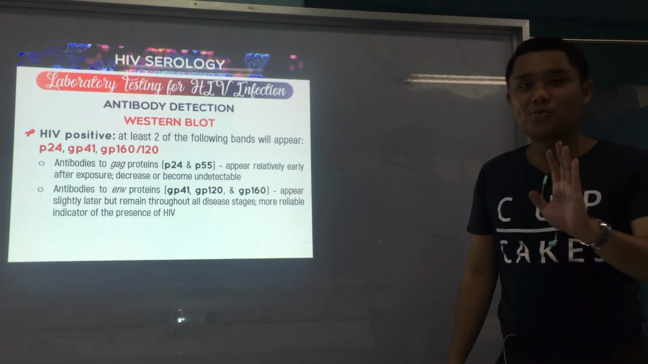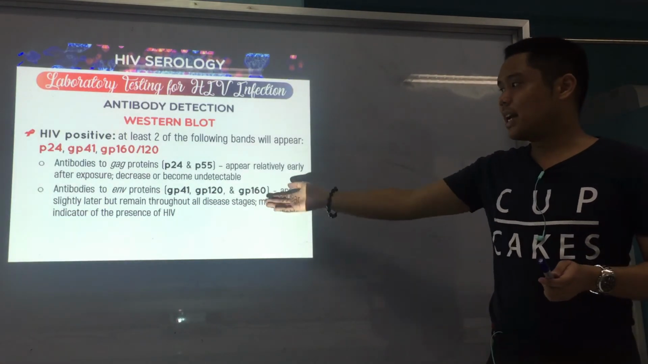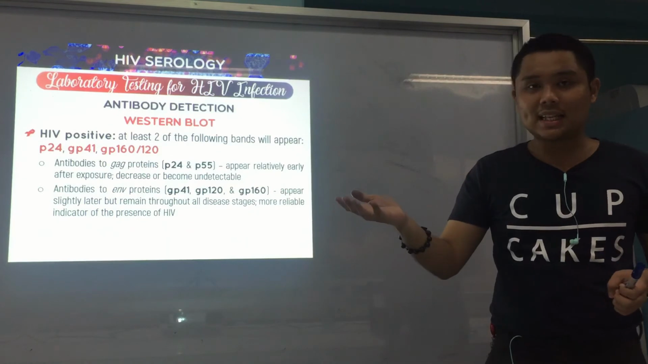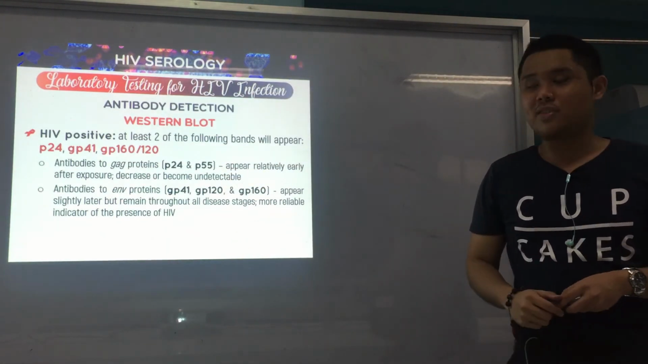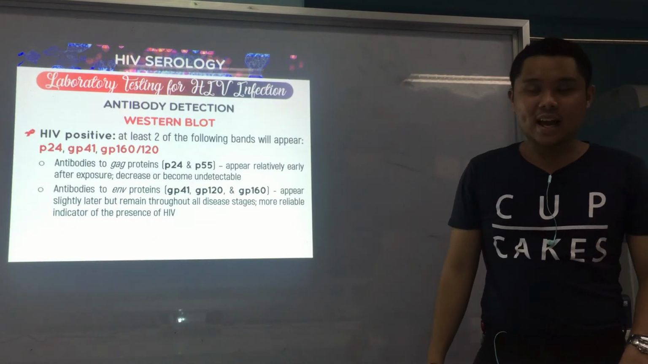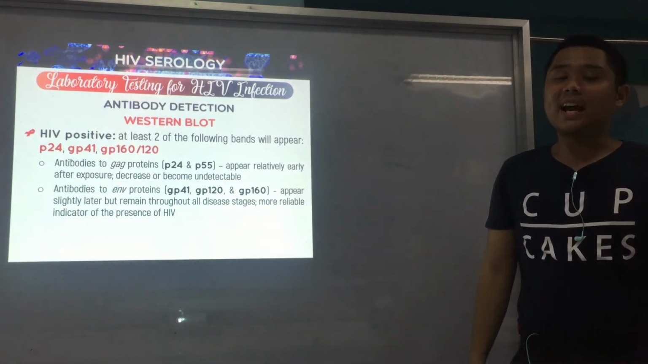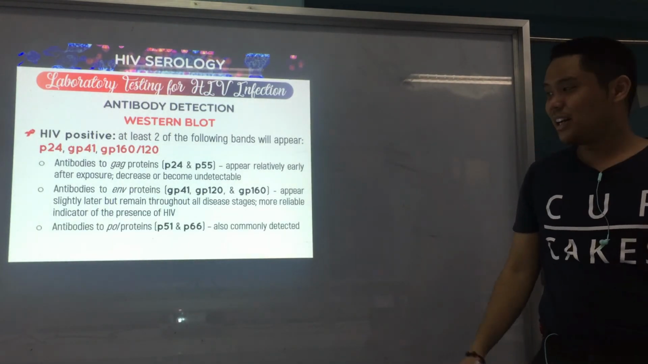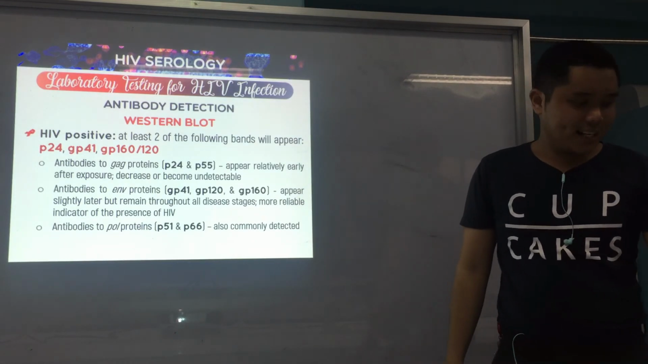Antibodies to P24 ang first yun mo increase, but they then decrease and remain undetectable. Whereas ang GP41 o mga GP120, 160 na antibodies, sila mo sunod, and then sila mo persist throughout the disease stages. And they are more reliable in the indication of the presence of HIV. Okay, chakta na akong ingon. Yes, Mark. Okay, all right. Antibodies to Pol proteins P51 and P66, they're also commonly detected.